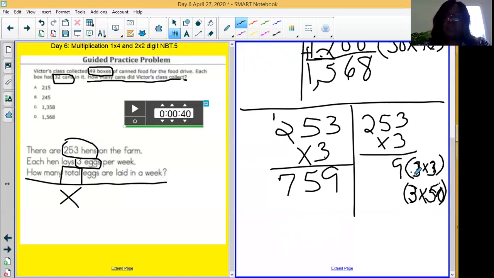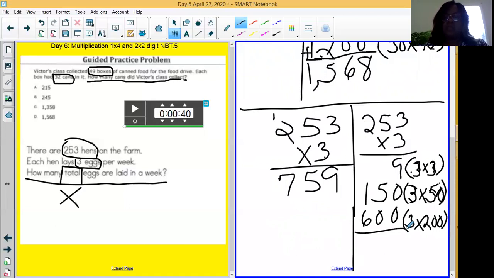3 times 50 gives me 150. And the final thing I'm going to do is 3 times 200. So 3 times the 200. 3 times 200 gives me 600. And again, I'm making sure I line up my digits. So now I'm going to add up what I have.